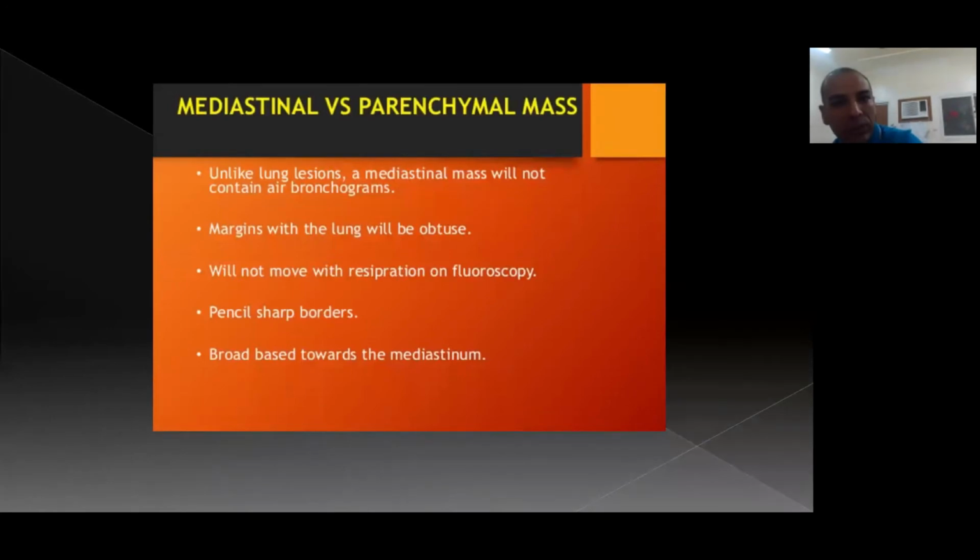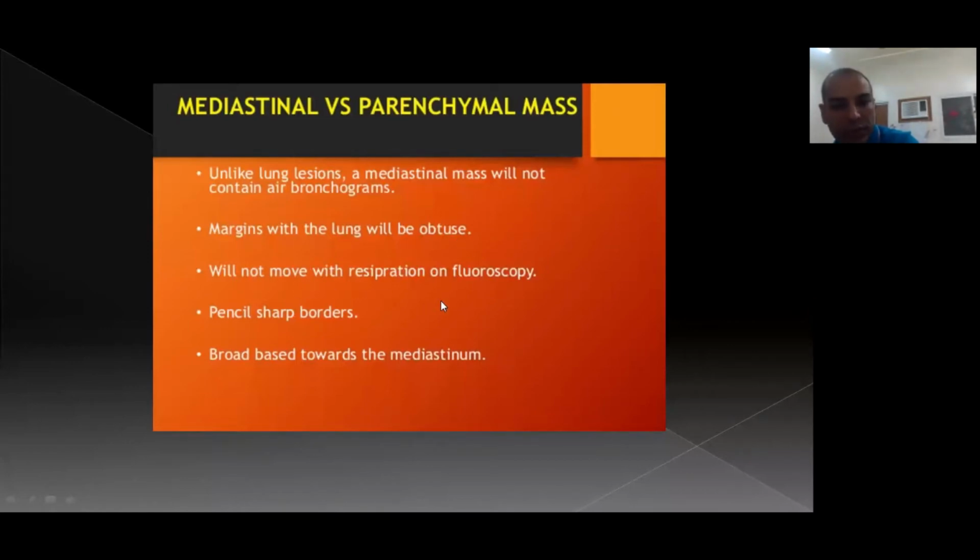One of the most important parts today: how to differentiate between mediastinal and parenchymal masses. Unlike lung lesions, the mediastinal mass will not contain air bronchogram. So mediastinal mass, no air bronchogram. The margins with the lung will be obtuse, because the mediastinal mass arises from the mediastinum. It should be merging or form an obtuse angle with the mediastinum.